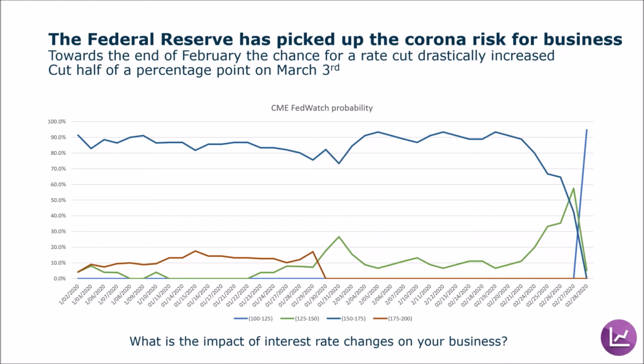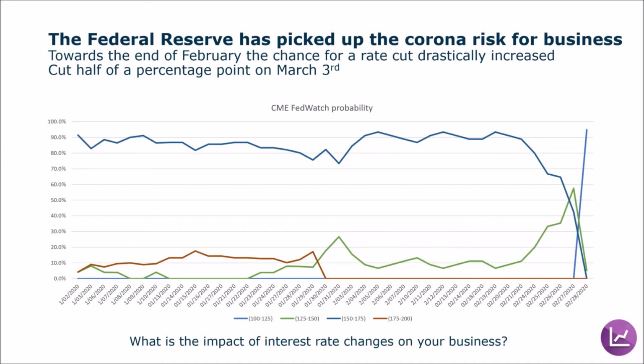Even during the month of January, it seemed like rates were more likely to increase instead of decrease. However, we've all been following the news, of course, in the last week. The Federal Reserve has acted and has, even before this meeting, changed interest rates quite drastically with 0.5 percentage point.